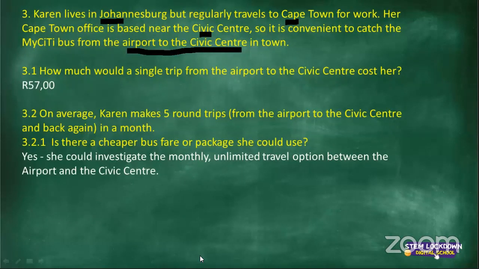Yeah, you see, that's the answer. Everyone there is correct. She could use that monthly option, and instead of spending 570, she could spend 499 rands and 50 cents, saving 70 rands and 50 cents. That's a huge amount to save. Imagine what you could do with 70 rands 50 cents saved every month. That's a big amount saved there.